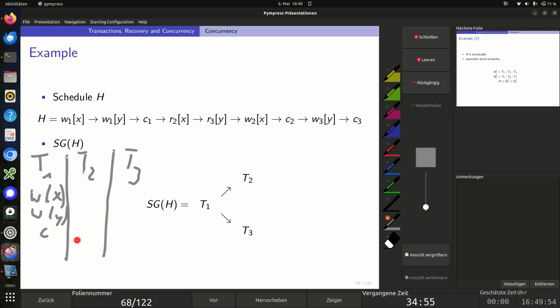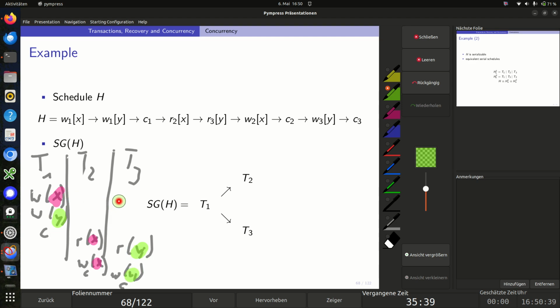Then I have a read of X, then a read of Y, and then a write of X and commit, and then there's another write of Y, and then I have another commit. Okay, so what are the conflicting operations? Here I see the X, and here I see the X, and here I see the X. So here's the first conflict, and the second conflict would be the Y, and here would be the Y, and here again the Y.